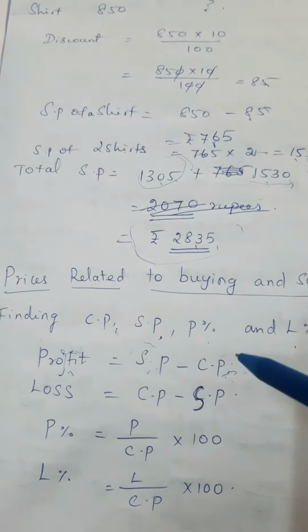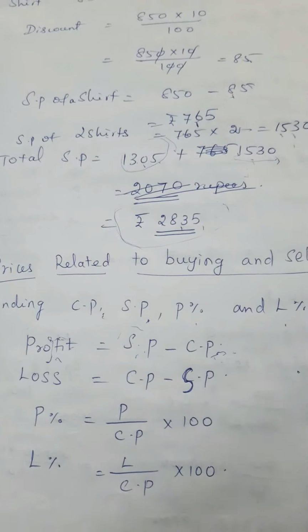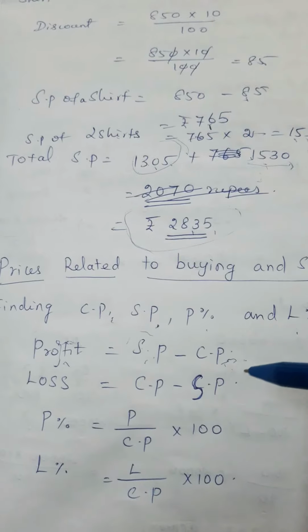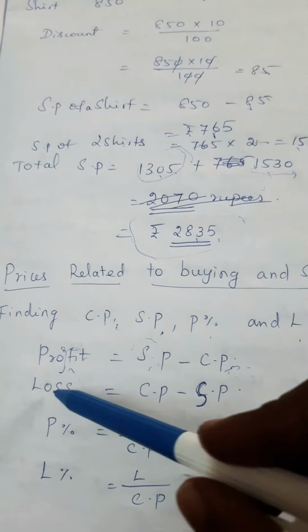The same question: if you buy a book for 100 rupees and you sold it for 80 rupees, what happened to you? You are the loser. You will lose 20 rupees, isn't it? In this case, selling price is lesser than the cost price, so we have to subtract it. Loss is cost price minus selling price. In the loss case, cost price is greater than selling price. In the profit case, selling price is greater than cost price.